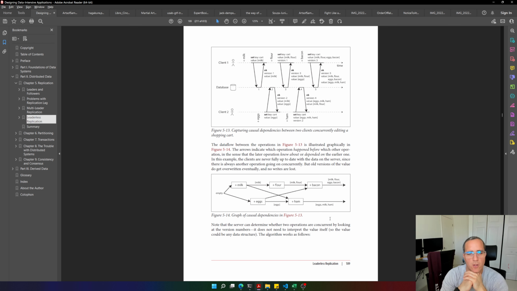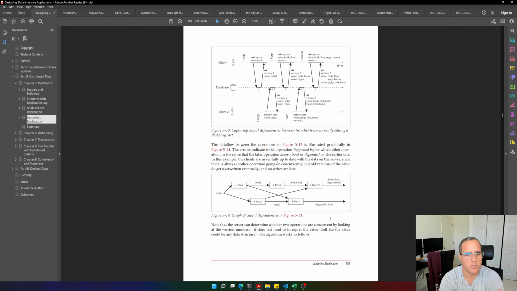In this example, the clients are never fully up to date with the data on the server, since there is always another operation going on concurrently. But all versions of the value do get overwritten eventually, and no writes are lost. Note that the server can determine whether two operations are concurrent by looking at the version numbers.